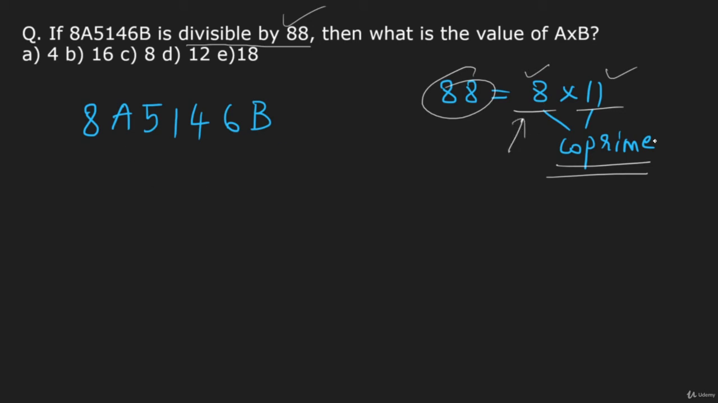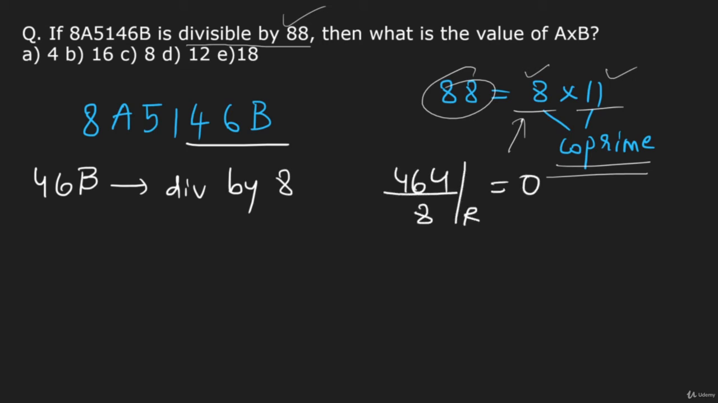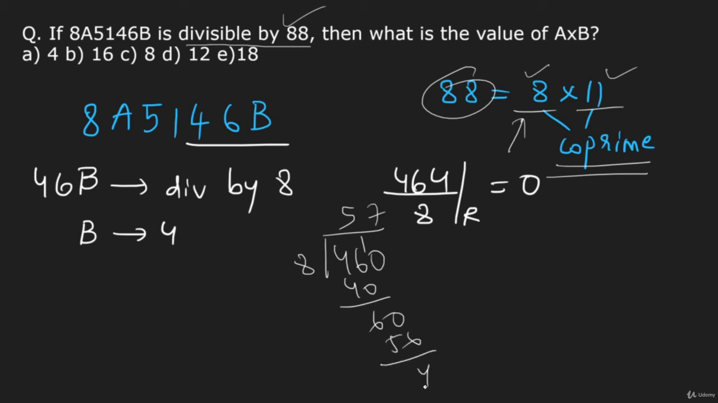If this number has to be divisible by 8, then the last 3 digits have to be divisible by 8. Now 46B should be divisible by 8. We can see that 464 divided by 8 gives a remainder of 0. Therefore, the value of B has to be 4. To find this, you can do it in this manner. 460 divided by 8: it goes 5 times. You have 40, you get 6, and that's 60 over here. It goes 7 times, that's 56. You have a remainder of 4, right?